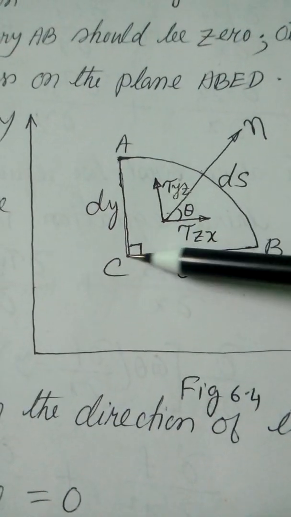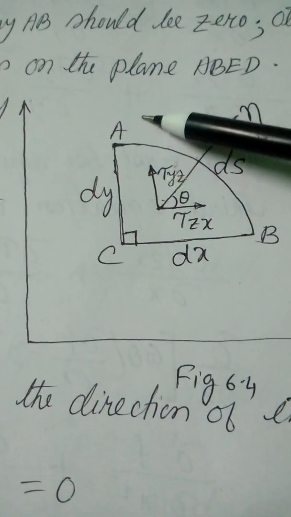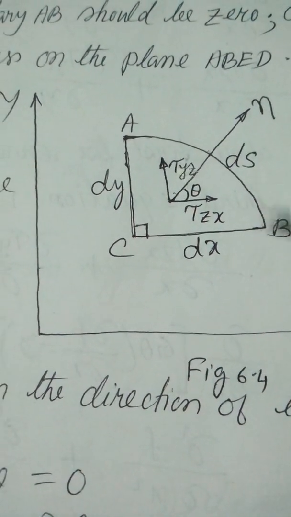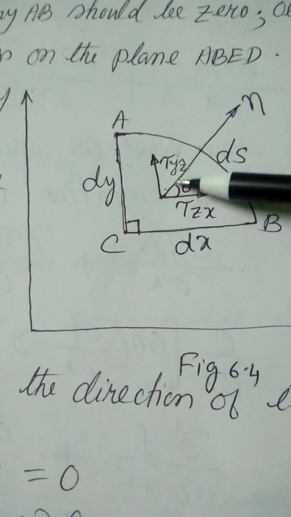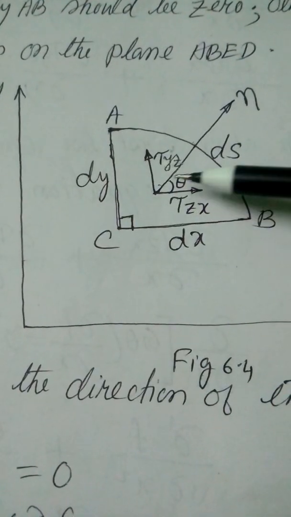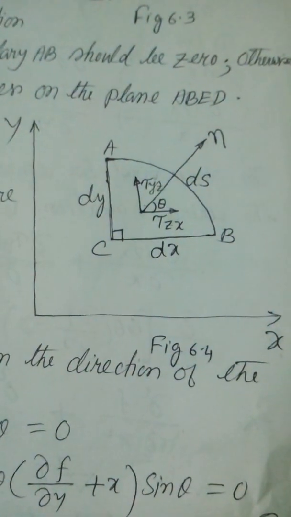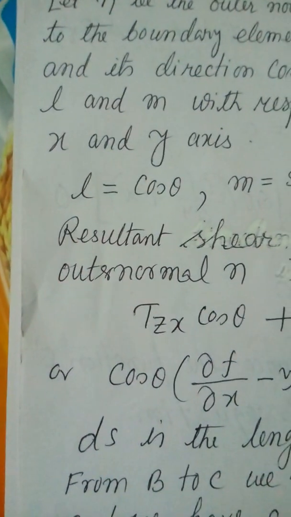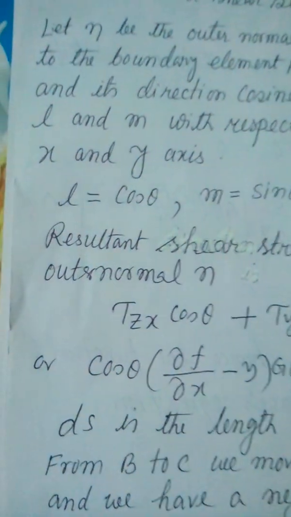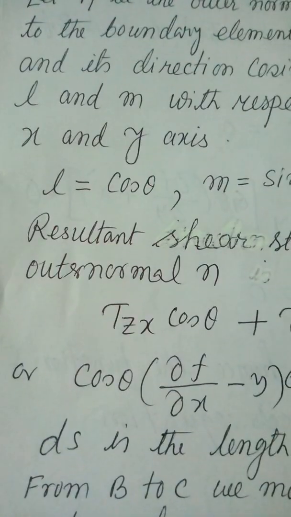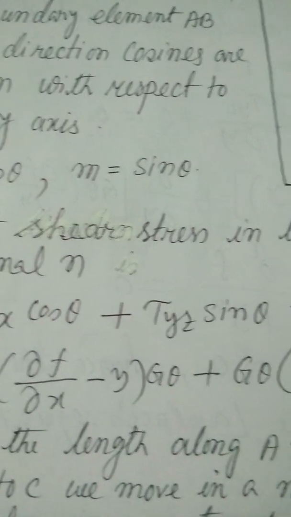Now here, this CB distance is dx and CA distance is dy, and this is the normal on this surface. This is the outer normal, okay, making angle theta with the tau zx and tau yz. Now L is equal to cos theta and M is equal to sin theta, okay.